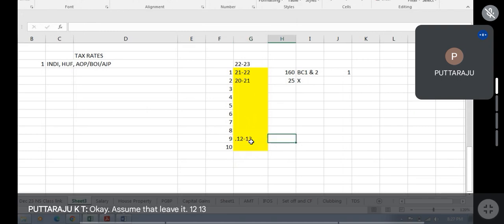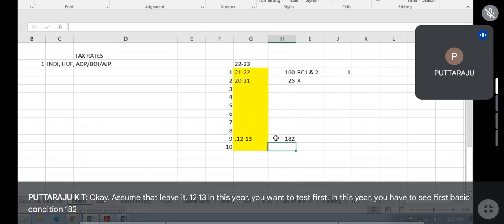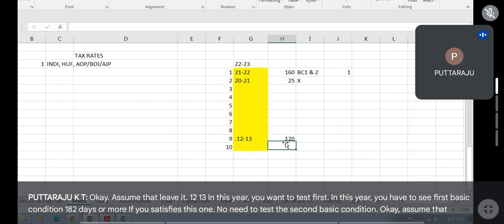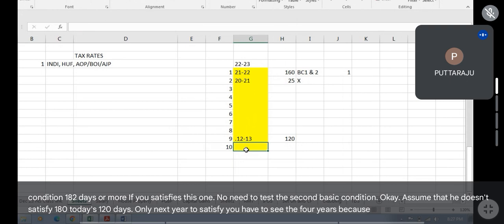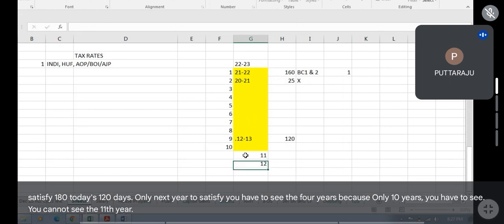In this year you want to test. First, in this year you have to see the first basic condition, 182 days or more. If he satisfies this one, no need to test the second basic condition. Assume that he doesn't satisfy 182 days, only 120 days. Next you have to see the 4 years, because only 10 years you have to see. You cannot see the 11th year, 12th year, 13th year, 14th year, whether he has stayed.